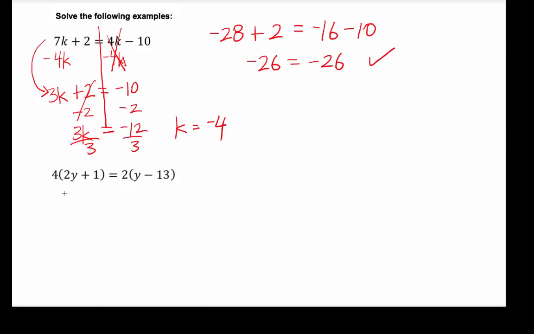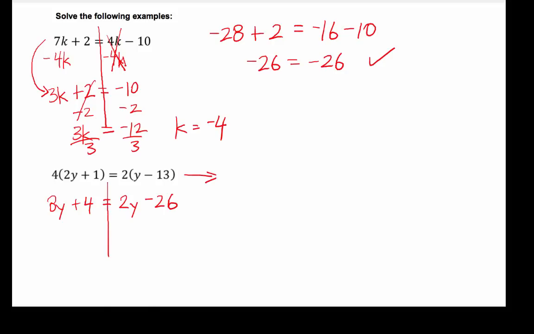Our next example, we have parentheses on both sides. We have y's on both sides. The tendency here is to probably just go ahead and use the distributive property, and we can. The first step would be to multiply 4 by 2y plus 1. So 4 times 2y is 8y. 4 times positive 1 is positive 4. On the right side, 2 times y is 2y. 2 times the negative 13 is a negative 26, so I'll put minus 26.